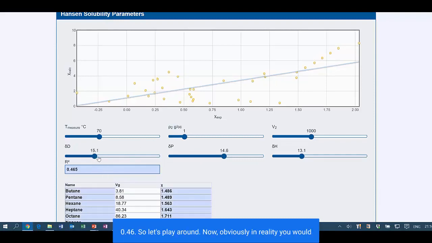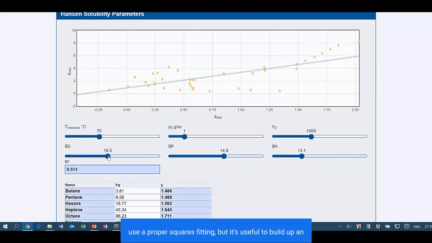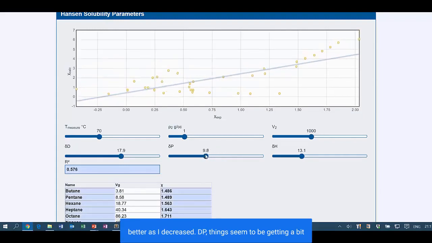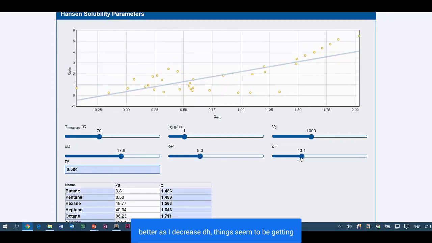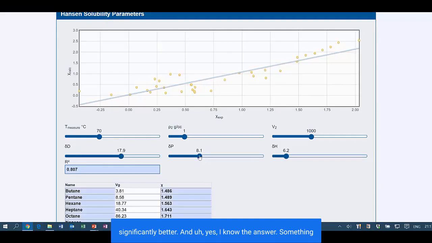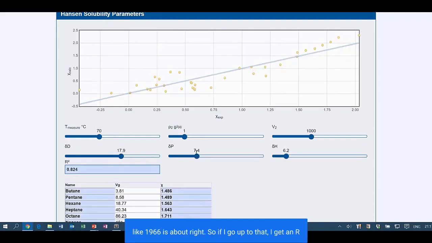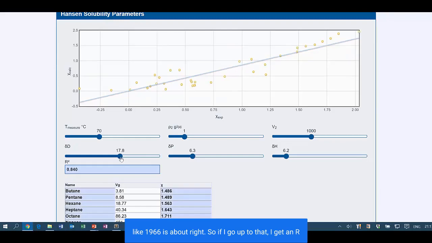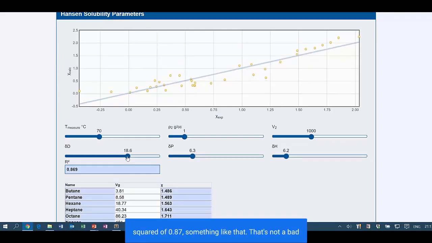So let's play around. Now, obviously in reality you would use a proper least squares fitting, but it's useful to build up an intuition. As I increase δD, things seem to be getting a bit better. As I decrease δP, things seem to be getting a bit better. And as I decrease δH, things seem to be getting significantly better. And yes, I know the answer. Something like 0.66 is about right. So if I go up to that, I get an R squared of 0.87, something like that. That's not a bad correlation.